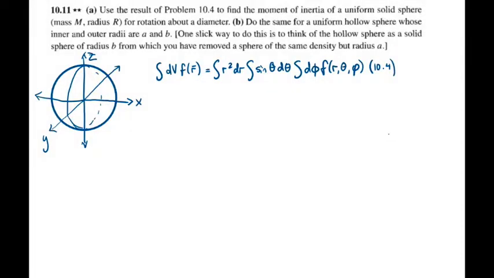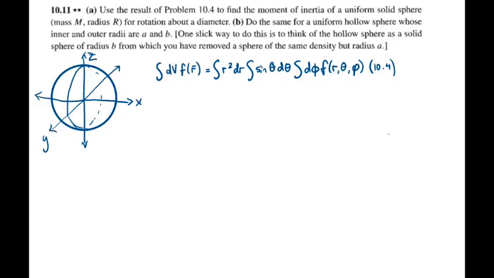In this video, I'll be solving problem 10.11 from Taylor's Classical Mechanics. It asks in part A for us to use the result of problem 10.4 to find the moment of inertia of a uniform solid sphere, mass m, radius r, for rotation about a diameter. So the result of 10.4 is there. It's simply the integral of a function of position over a volume in spherical coordinates.